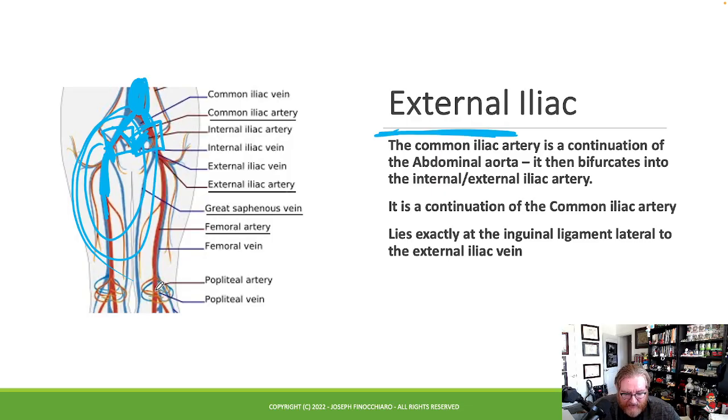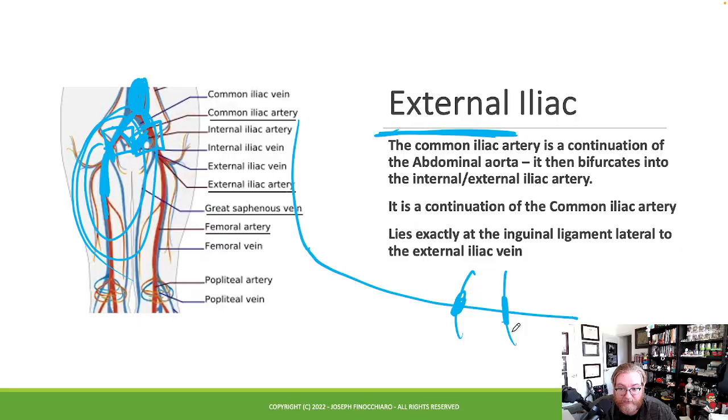Now, the external iliac lies exactly at the inguinal ligament lateral to the external iliac vein. Fancy way of saying is when you reach the bottom of the hip, so this is the bottom portion, the inferior margin of your hip bone. There's no holes where stuff kind of goes through the bone. What they do is they just come up, over, and down. As a result, anything that is coming down into your leg has to basically pass over that bone. So your vein, your artery, your nerves, all of these things are kind of sitting side by side so that nothing pinches the other.